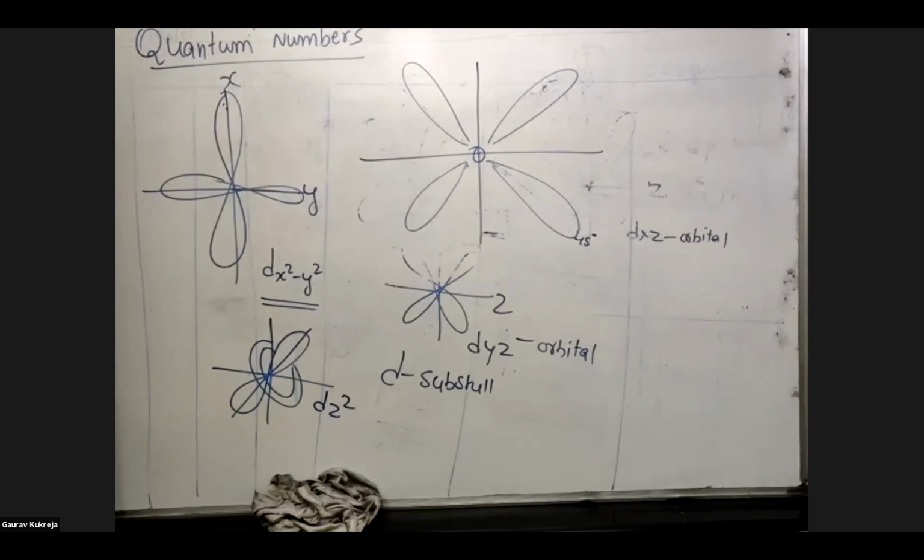Sir, so there are only 2 electrons per orbital, no? Per orbital there will be 2 electrons, yes.